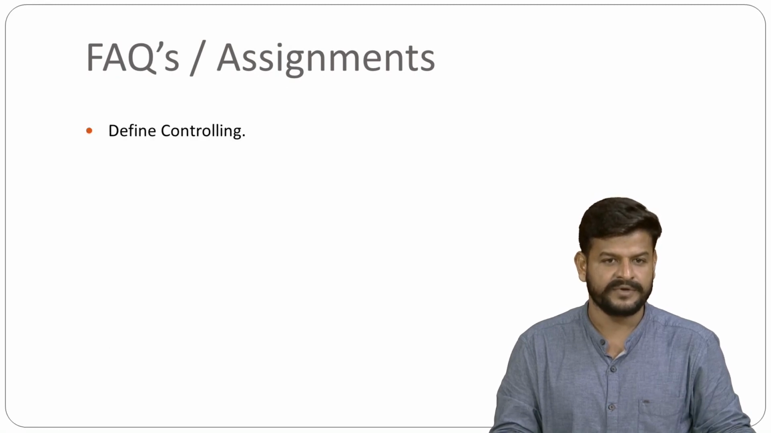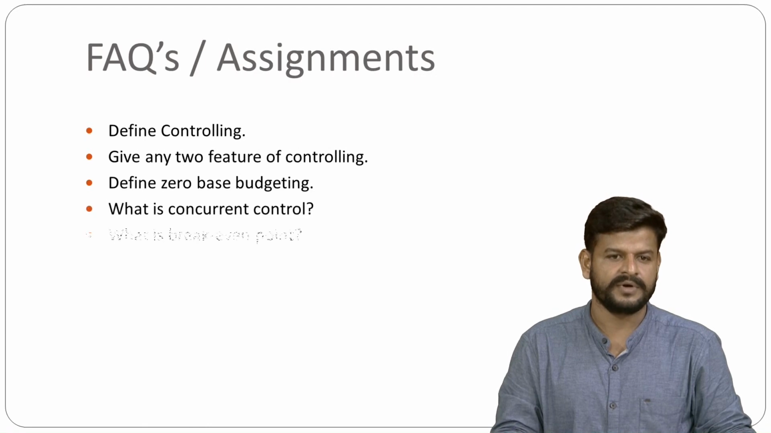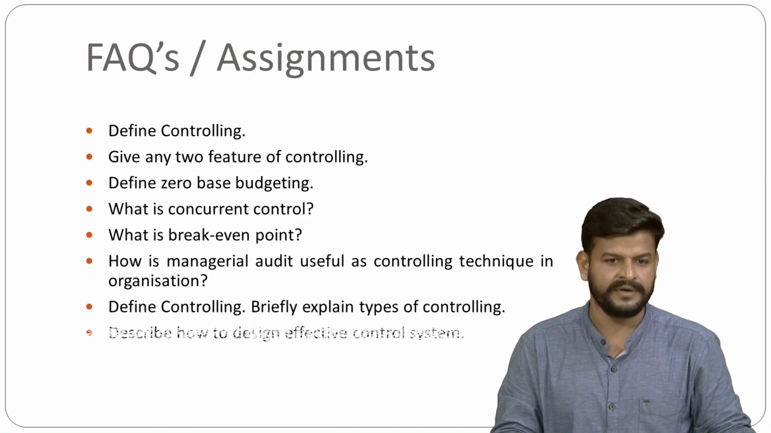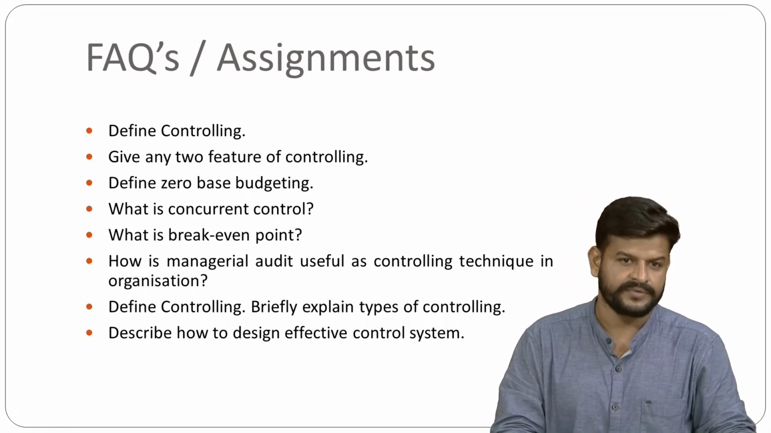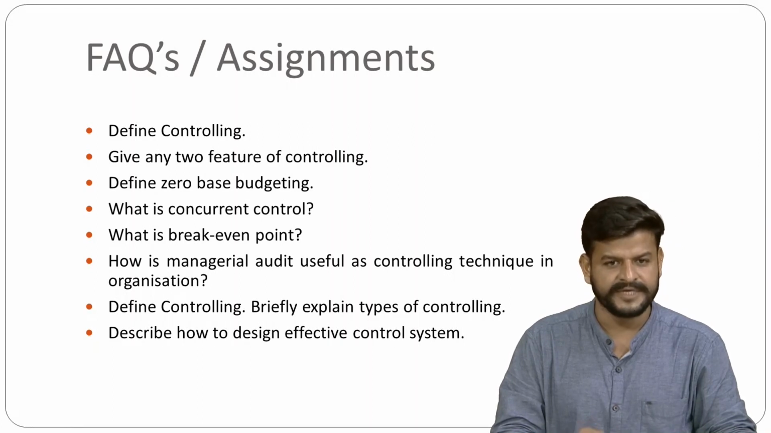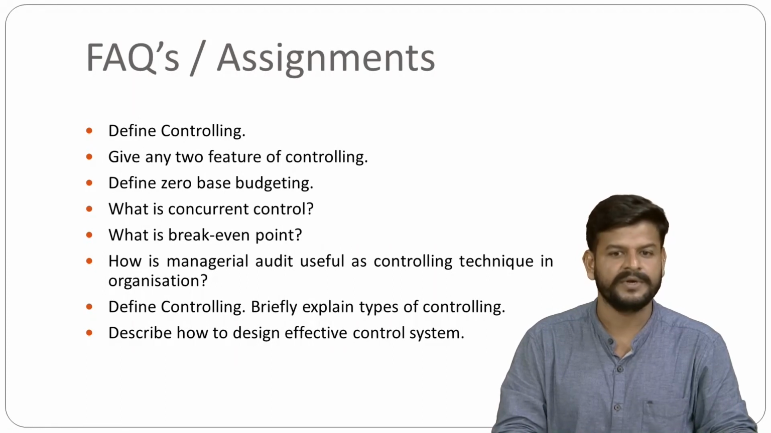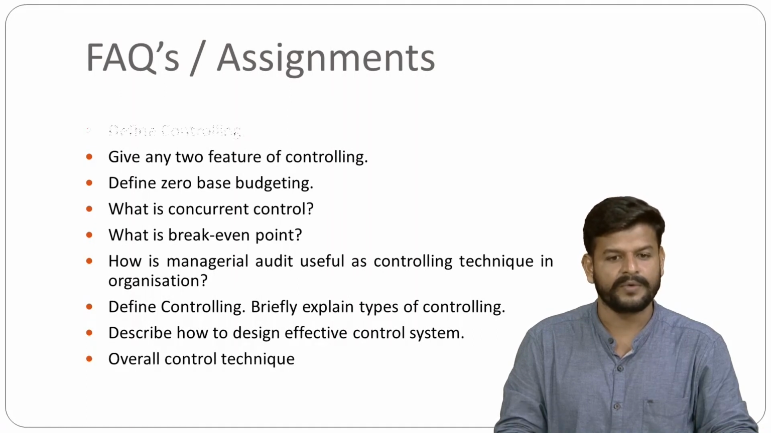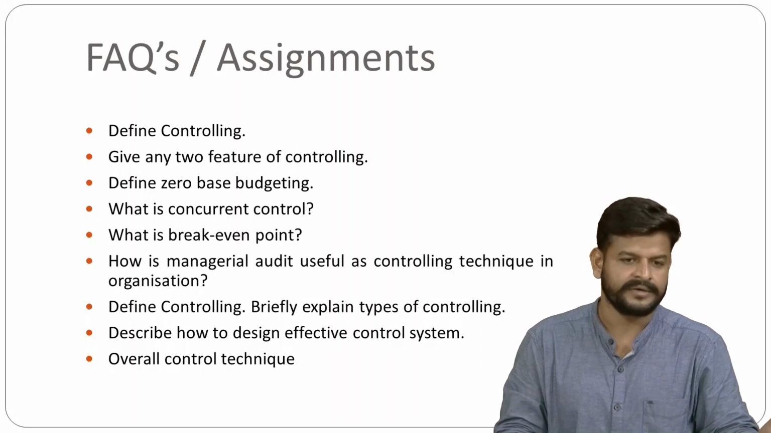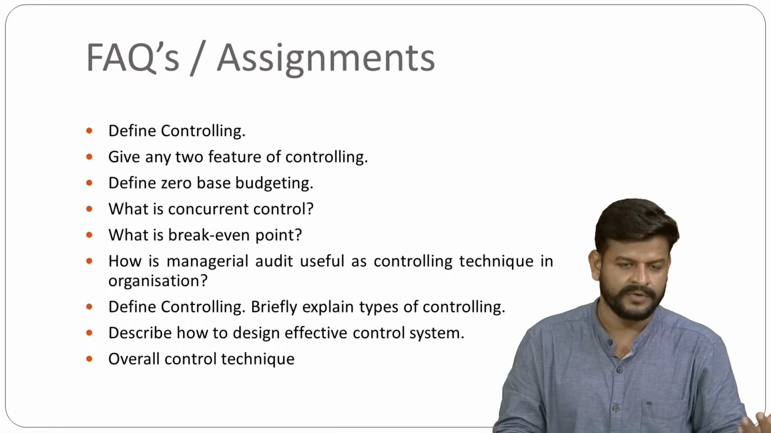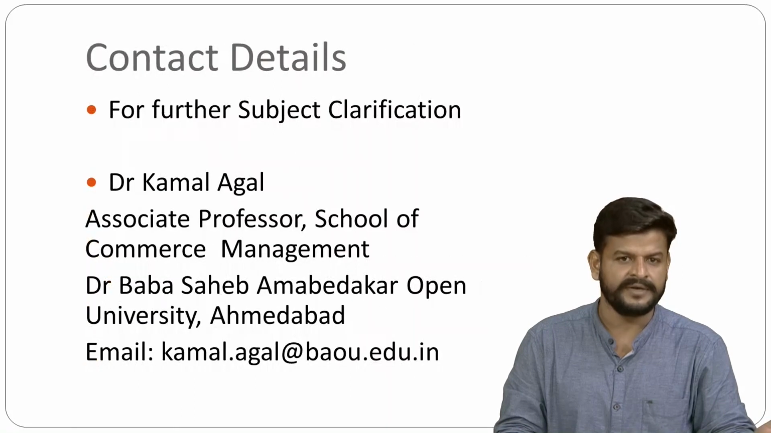Now, about such FAQs and assignments, we need to learn what kind of questions will be asked in the assignment, like: define controlling, give any two features of controlling, define zero-based budgeting, what is concurrent control, what is break-even point, how is managerial audit useful as a controlling technique in organizations, briefly explain types of controlling, describe how to design an effective controlling system, and overall control techniques. These are short and long questions, or one or two line question answers, that we will have in examinations.